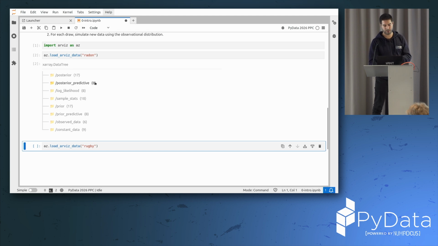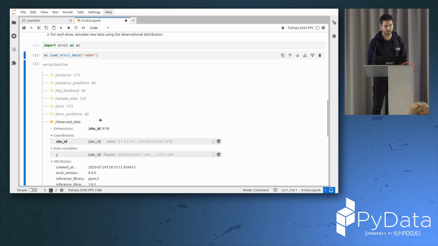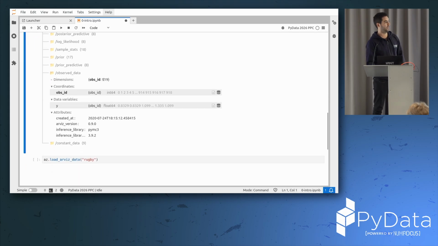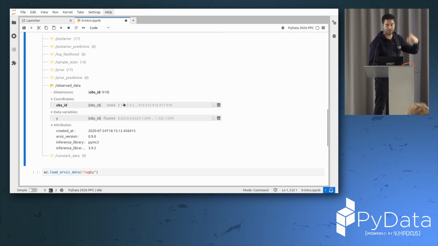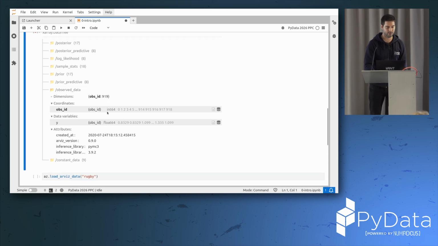Today, in most examples you only have posterior predictive and observed data, but in general, this will come from fitting a model. So you'll start with posterior, then you can have sample stats, evaluations of the log likelihood, also prior samples, observed data, constant data, stuff like that. So basically, our data, we start with this observed and constant data. So here we have 919 observations of radon concentration measured around different places in Minnesota. That's not particularly relevant, but so you know.